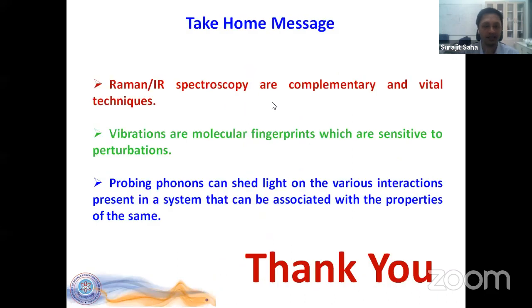And based on that, I would like to summarize the take-home message: IR and Raman spectroscopy are complementary and very vital techniques. These vibrations are fingerprints and sensitive to different perturbations. We have just given a few examples. And probing these phonons can shed light on various interactions in the system, and that can open up new physics or new phenomena.